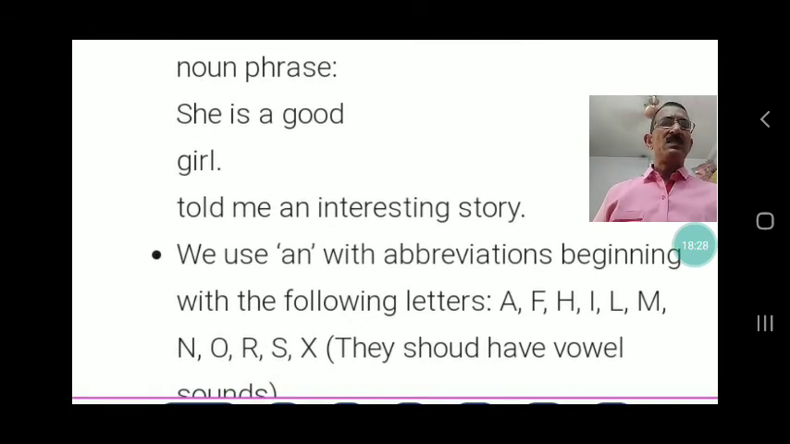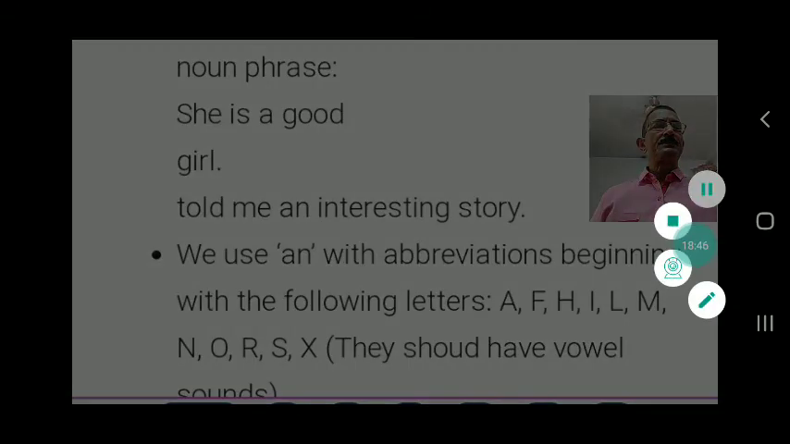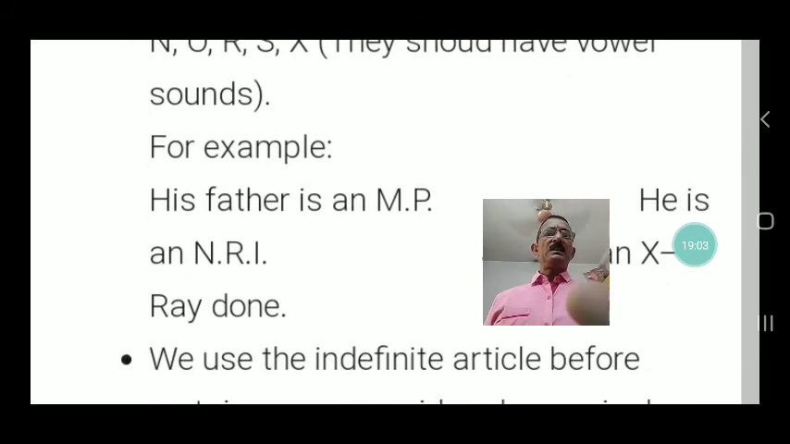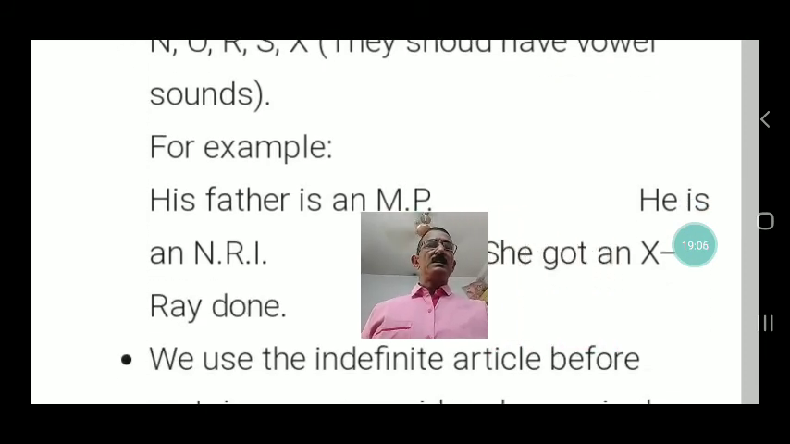We use an with abbreviations beginning with the following letters: A, F, H, I, L, M, N, O, R, S, X. They should have vowel sounds. For example, his father is an MP. He is an NRI. She got an X-ray done.